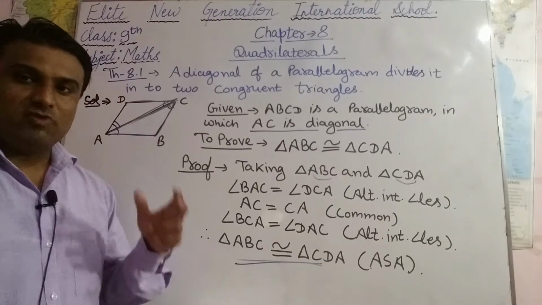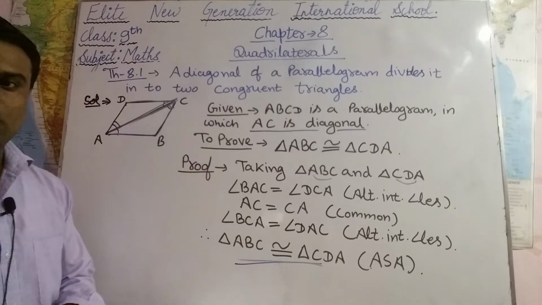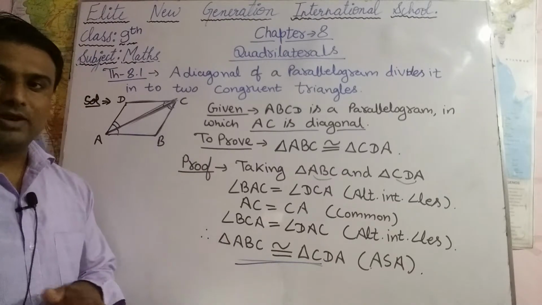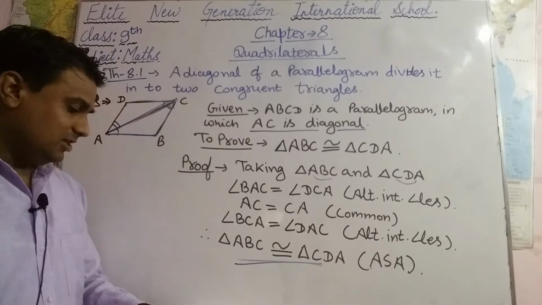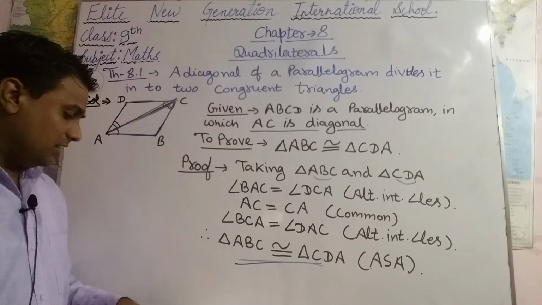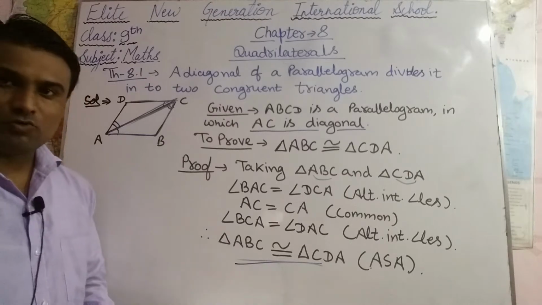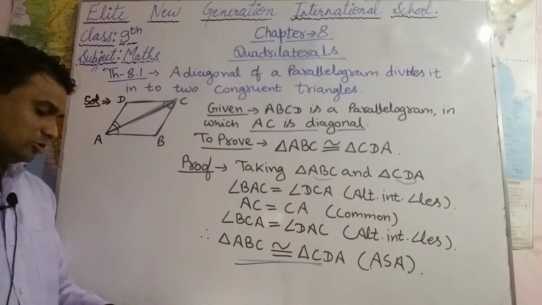Means in a quadrilateral, when two opposite sides are equal, then it is a parallelogram. So all these are the properties of parallelogram. Similarly, in theorem 8.4, in a parallelogram opposite angles are equal. So in a parallelogram opposite angles are also equal.